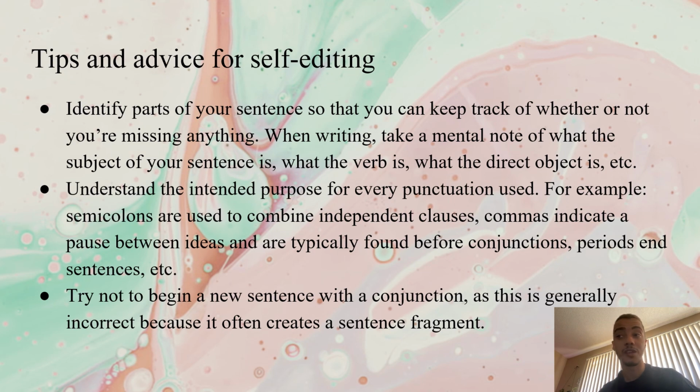Finally, don't begin new sentences with conjunctions. As I said before, it's generally incorrect and it can create sentence fragments very easily. So don't start sentences with "and" or "because" or "but." It's better to leave that as a dependent clause combined with a previous sentence. That connects your ideas without having to separate them into different sentences and then start with a conjunction, which creates a sentence fragment.